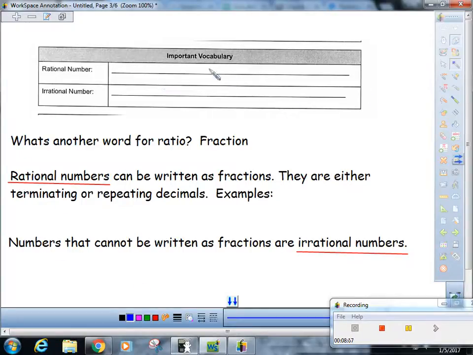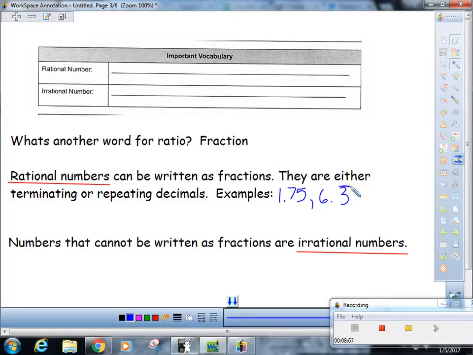Next part of your notes is asking you for rational and irrational numbers. So copy these down in your little boxes. A rational number is a number that can be written as a fraction. And when we write things as fractions, they either terminate, so like 1.75, that's a terminating decimal, or they repeat, 6.3 repeating.